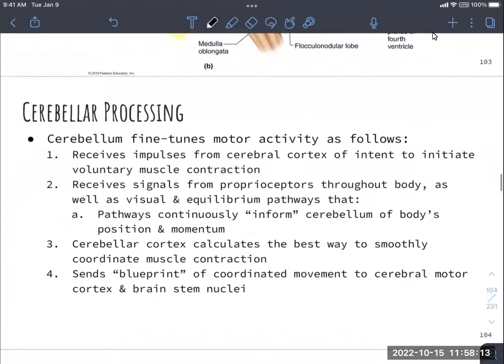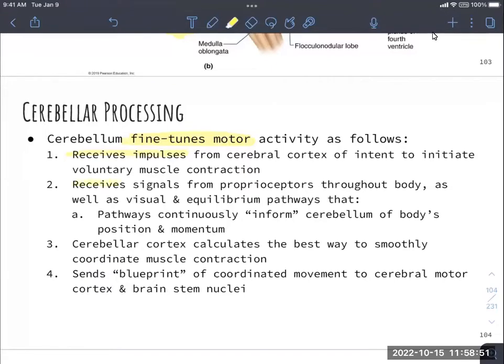So how do we process information coming in from the cerebellum? Well, as I said, it fine-tunes your activity. So as information comes from that motor cortex, it's going to go into the cerebellum. So it's going to receive that information. Because that cerebrum is sending information out saying, okay, this is what we want to do to initiate some kind of muscle contraction.